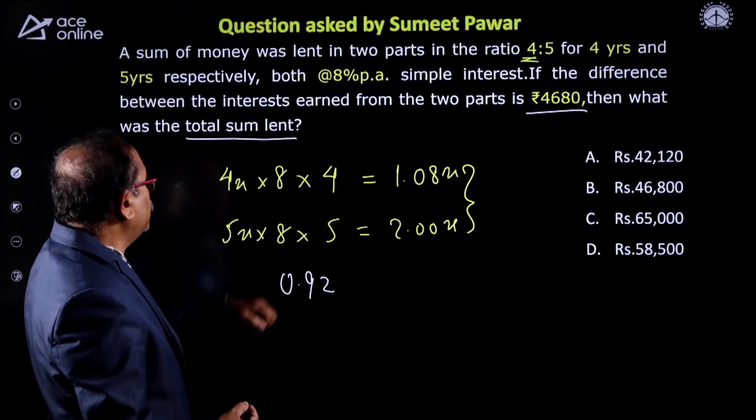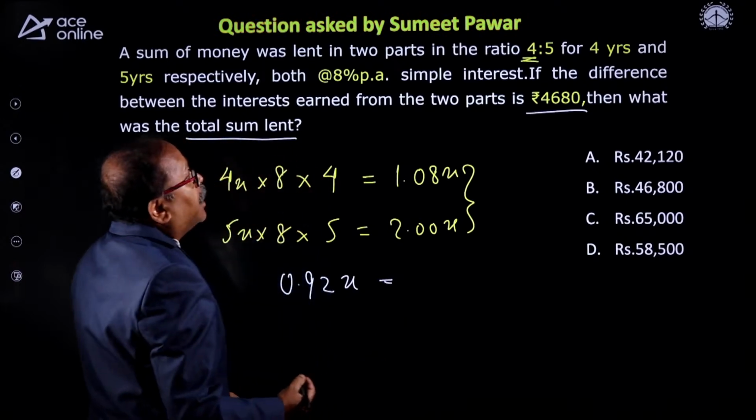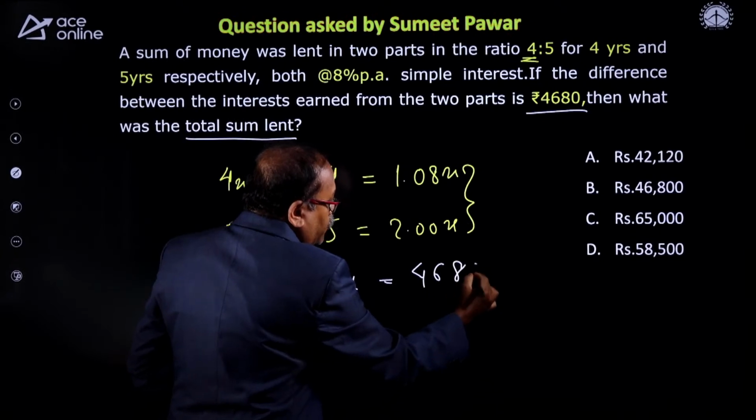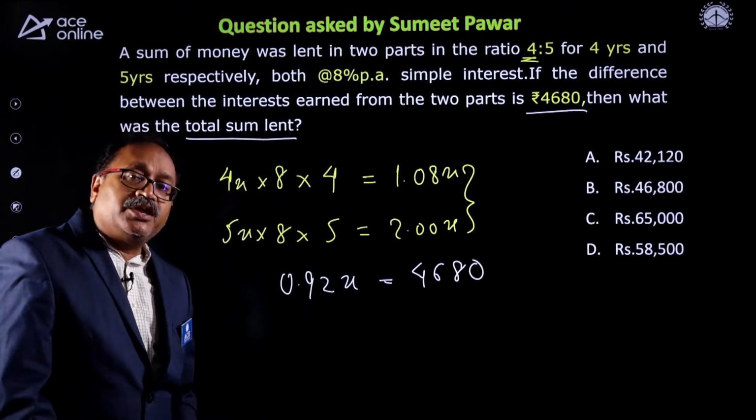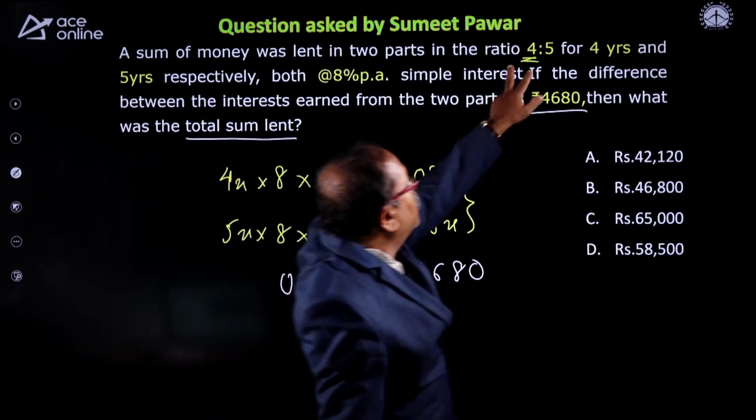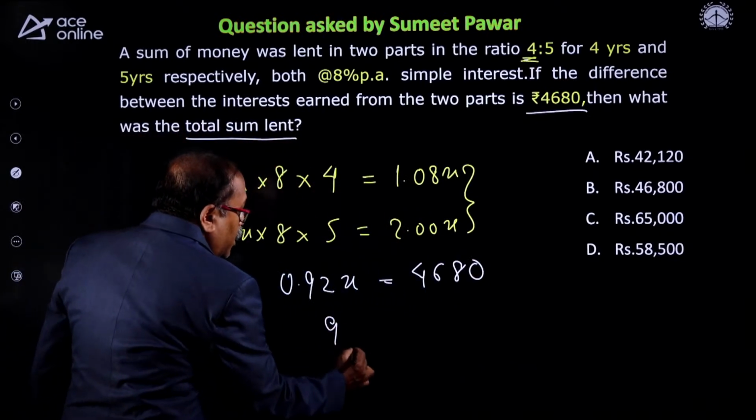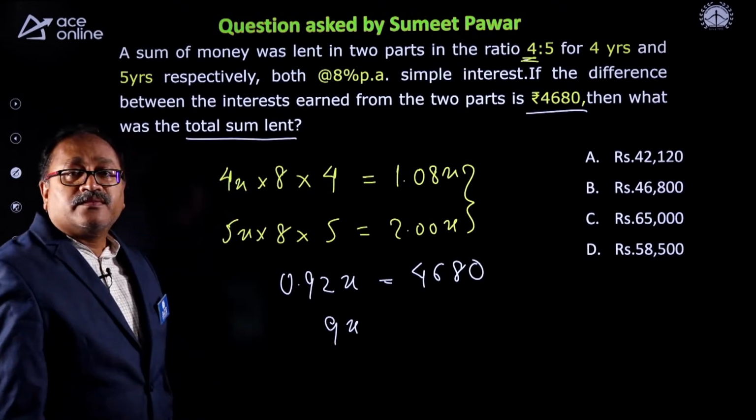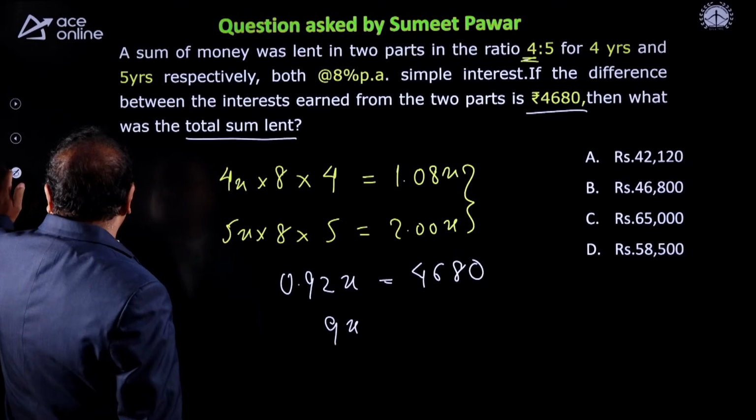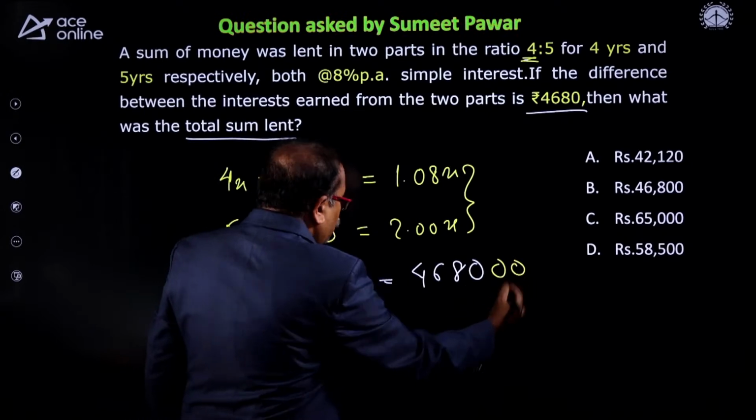4 4s are 16, 108. And here 0.92x is already given to us. And how much is that difference? The difference is 4,680, my friend. What is my requirement? The total sum. And what is the total sum? 9x. 4 plus 5, 9. So what is 9x? That's over. So can I answer the question now? Yes. So in order to eliminate the decimal, I will place the 2 0 over here.